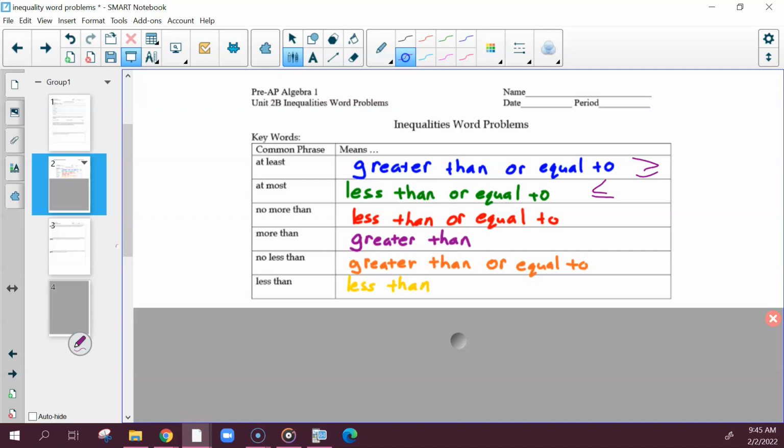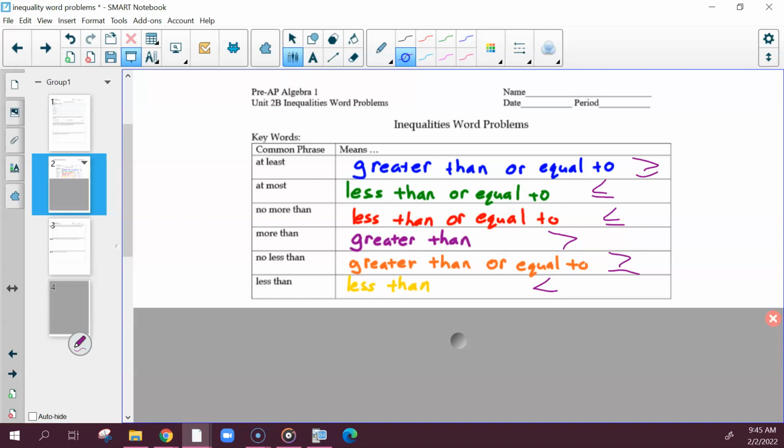No more than would be less than or equal to. So same thing as at most. I have no more than 2 arms. That means I have 2 arms. I could have less, but I don't have more. More than is the same thing as greater than. No less than is like the opposite. So less than would be less than, but no less than is opposite. So that's greater than or equal to. And then less than is less than.